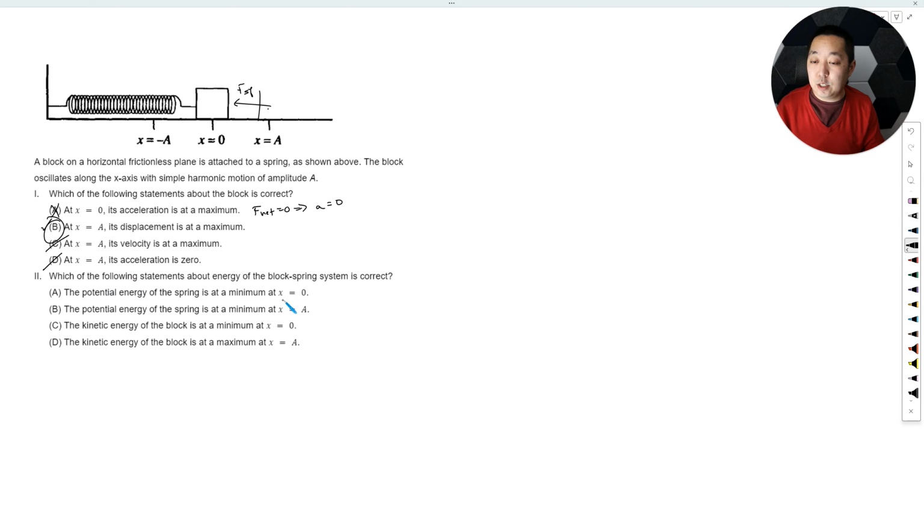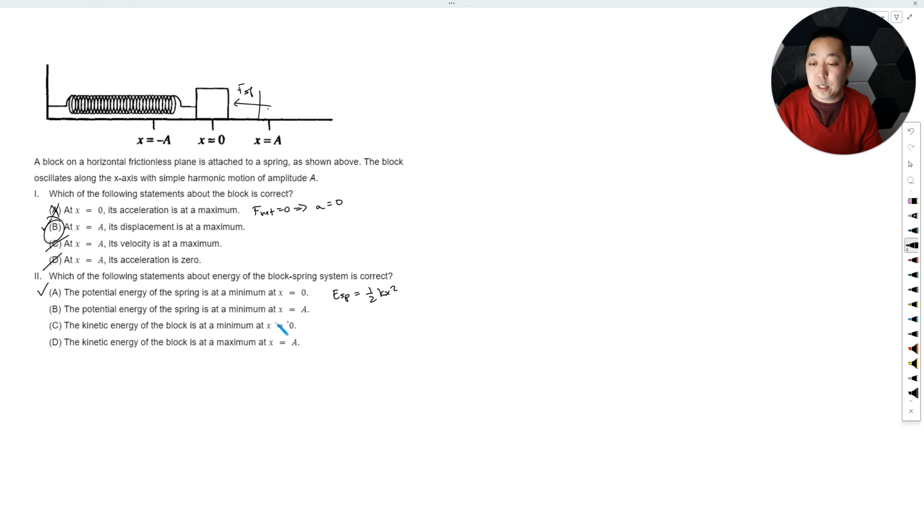Which of the following statements about the energy of the block-spring system is correct? Potential energy is minimum at x equals 0. So the potential energy is a spring potential energy, and it's specifically 0 at x equals 0 because the spring is not stretched or compressed. Remember, the spring potential energy is 1/2 kx squared, and x is how much we are stretched relative to the relaxed length of the spring. The spring is at its relaxed length here, so this one is correct.